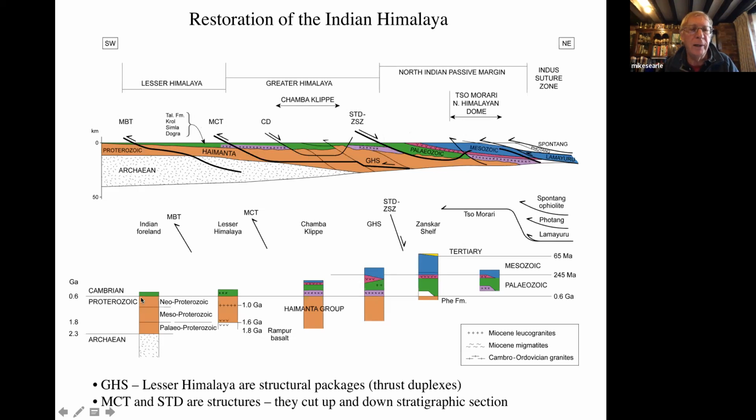And there's one horizon here, the Neo-Proterozoic, that you can trace all the way from the Lesser Himalayas through the Himanta group of the High Himalayas, the protolith of all the high-grade sillimanite gneisses of the Himalaya, to the base of the Tethyan sequence in the High Himalayas. So India was one contiguous plate.